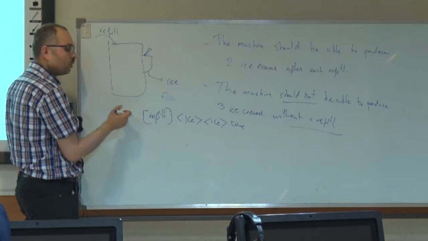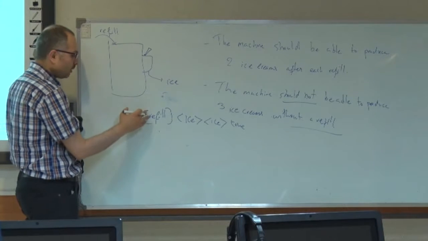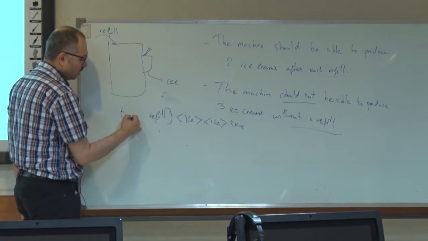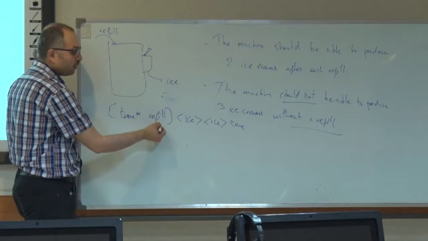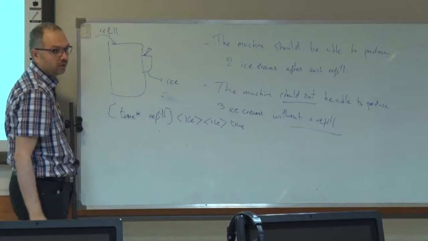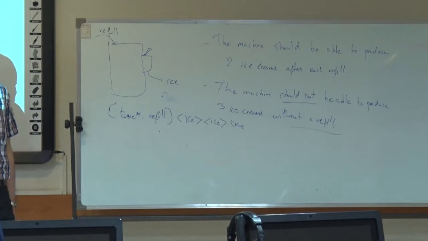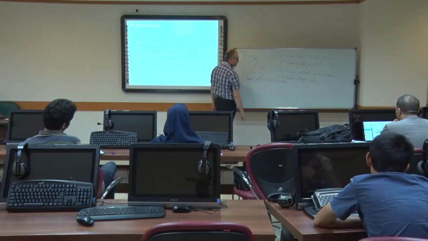You could do it with fixed point, or you could do it even in regular expressions, right? You could write true star, right? So you could write here true star refill. So no matter where you end up, if you do a refill, then you can produce 2 ice creams, right? Everyone agrees? Good. How about the second one?